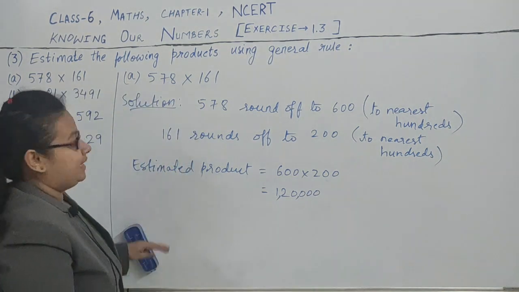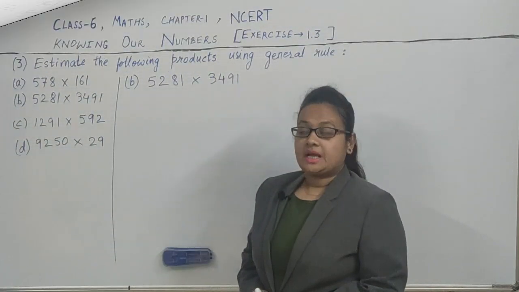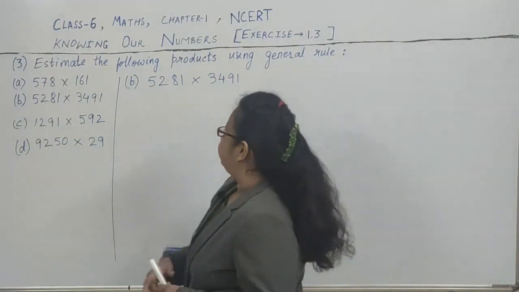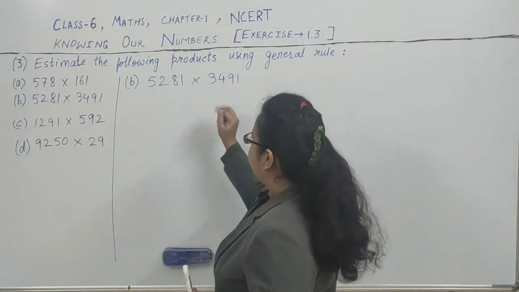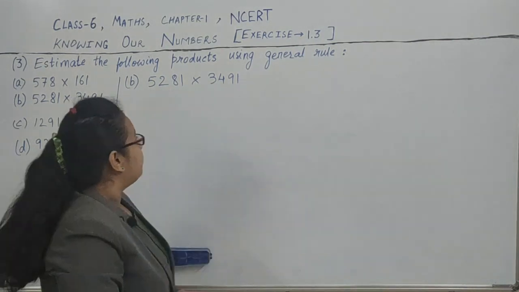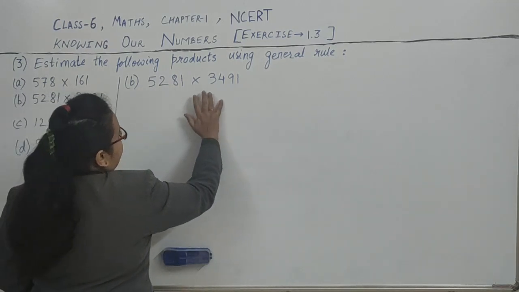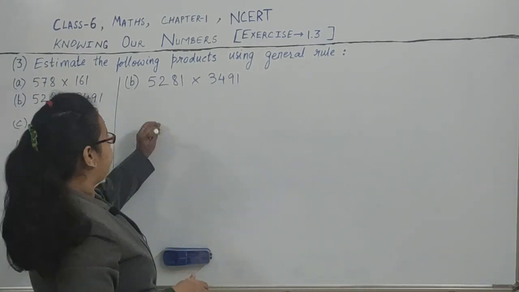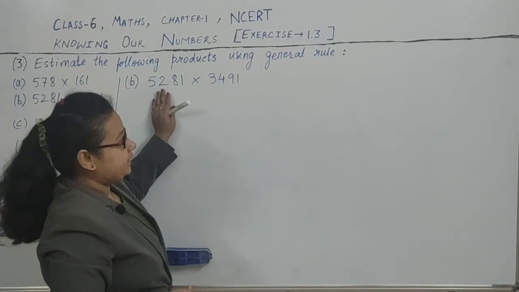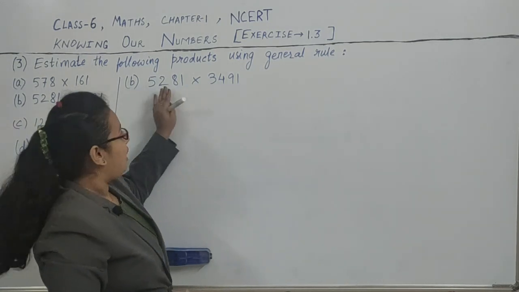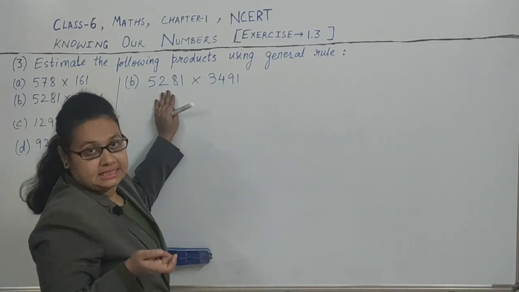Okay, so understood this? Now let us come to B part. What is there? 5,281 multiplied by 3,491. We have to estimate this product. So what is the general rule? We have to round off each number which we are going to multiply. We have to round them off to its greatest place.